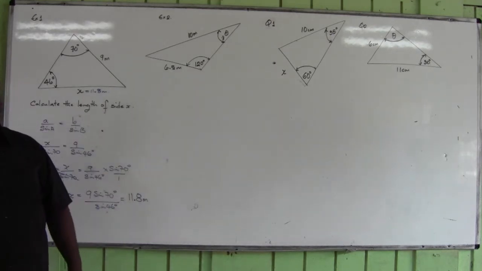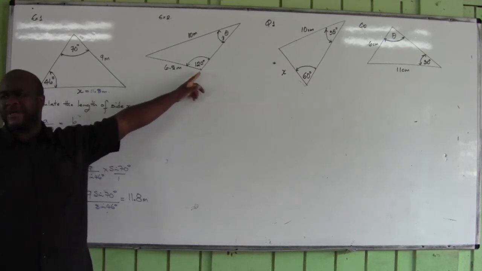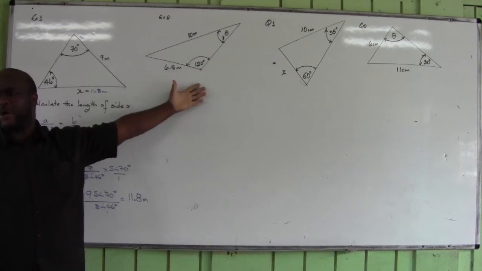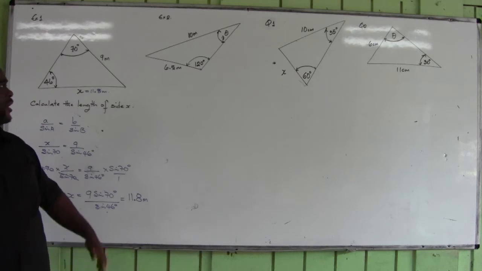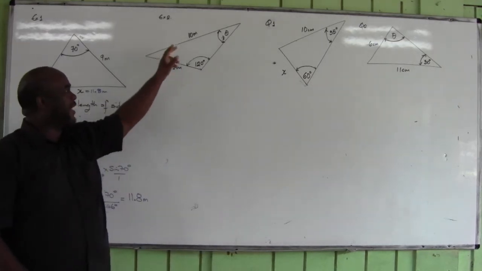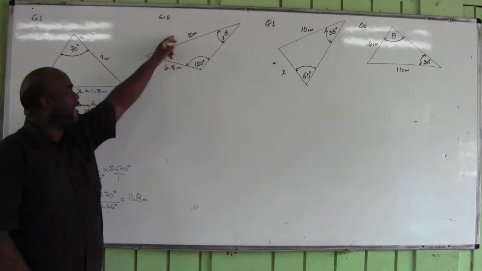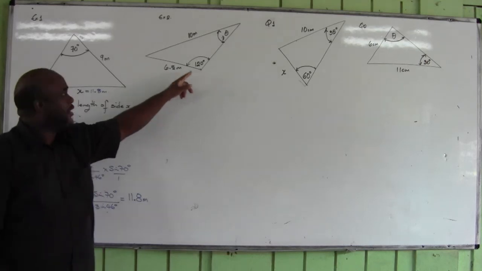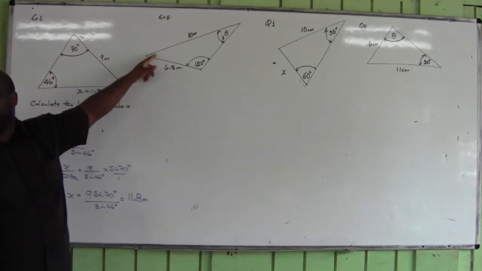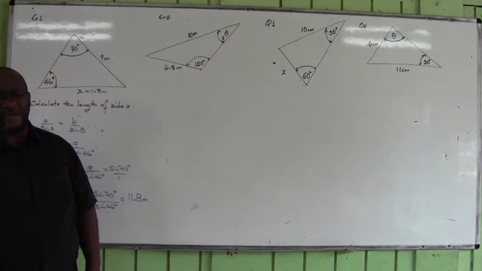Again, first of all, I'm dealing with a non-right angle triangle. How do I know it's a non-right angle triangle? First of all, this is an obtuse angle. So therefore, this must be an obtuse angle triangle, which is a non-right angle triangle. I know the length of two sides and a non-inclusive angle. The angle here would have been the inclusive angle. These two angles are non-inclusive angles.